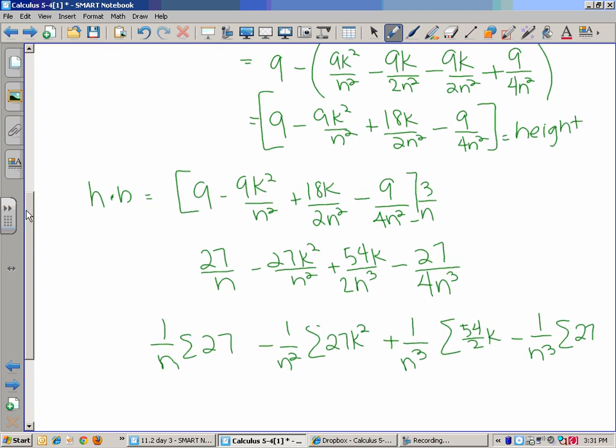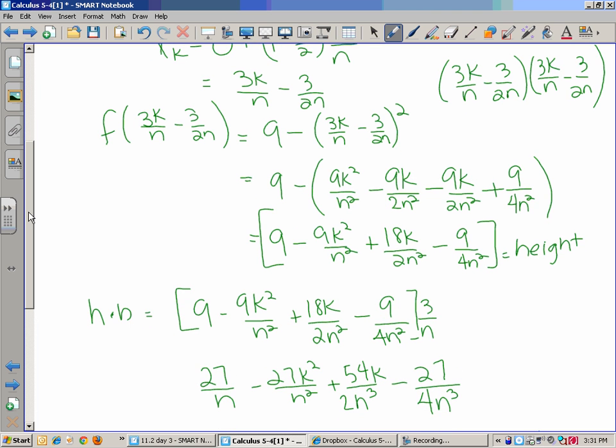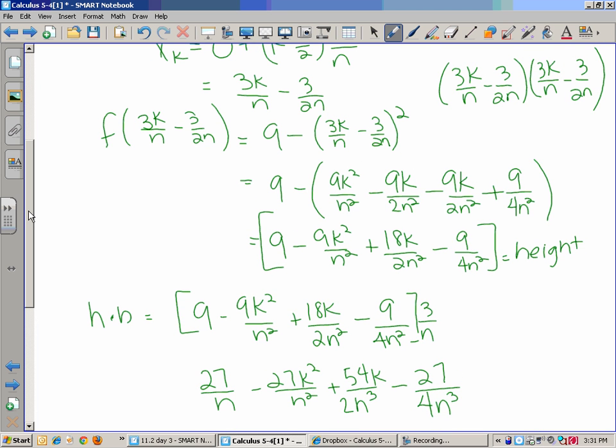And so coming up here for a second, what I did here was I had 3k over n minus 3 over 2n, and I multiply that by 3k over n minus 3 over 2n. And when I do that, top to top, bottom to bottom, since it was fractions, I'm going to get 9k squared. I'm double checking my math. 9k over 2n squared minus 9k over 2n squared plus 9 over 4n squared. Correct. So far, so good.